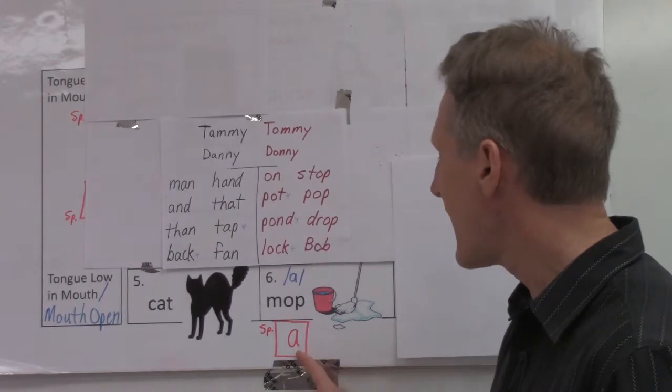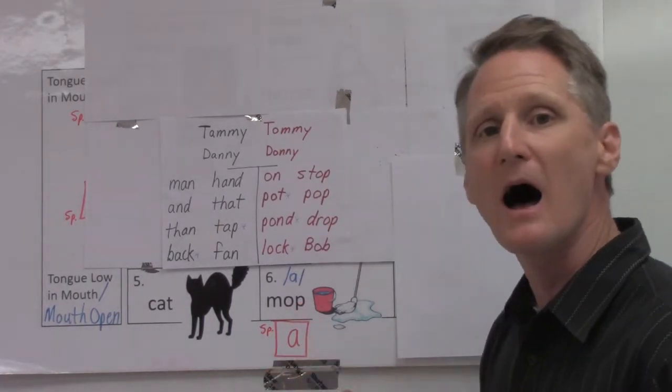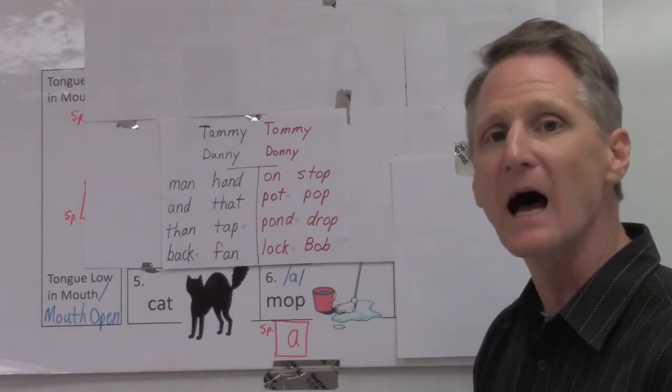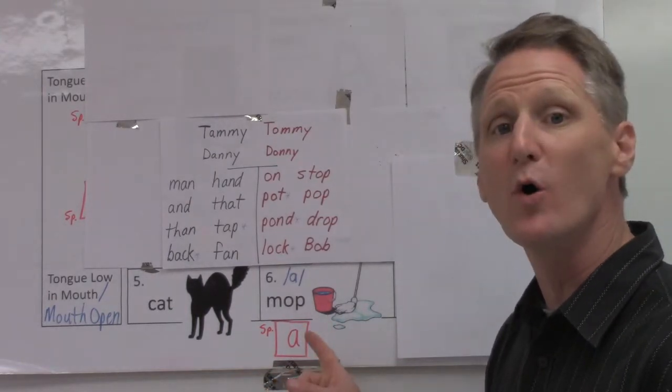So this is ah in Spanish, ah in English. The word here is mop. Ah, ah, ah. Does Tom mop for mom? Tom, mop, mom. All spelled with the letter O in English.